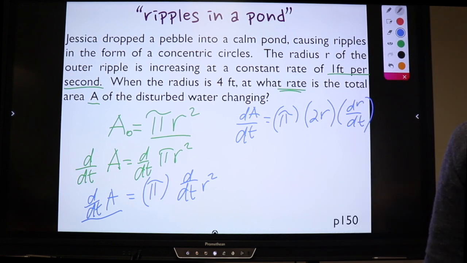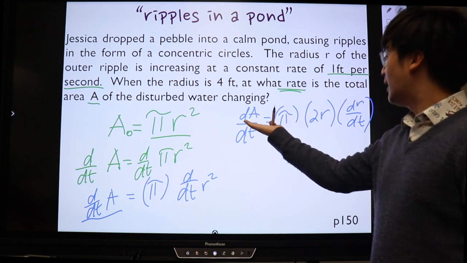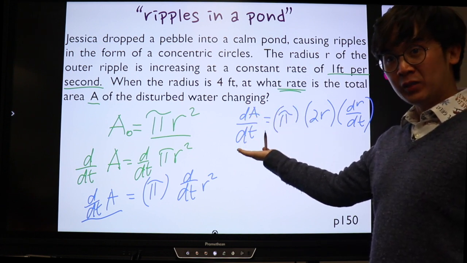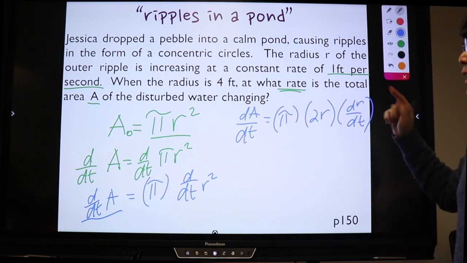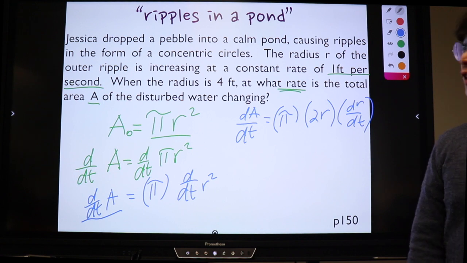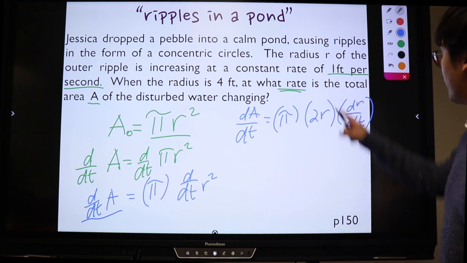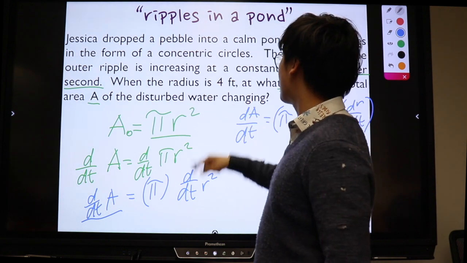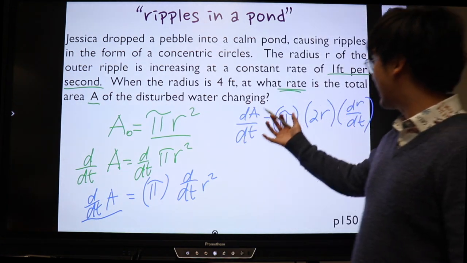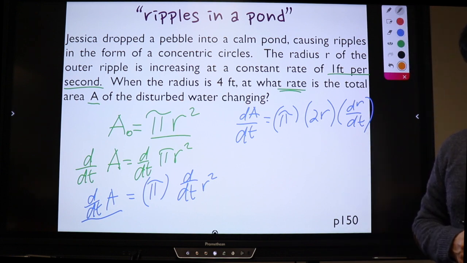And now we have the derivative function, or the rate of change function. So now we have the change of the area with respect to time, and the change of the radius with respect to time. All we need to do is to plug in whatever it is that we could plug in. What are we trying to look for first? The rate. The rate of what, or the total area of A that is distributed with the water. So which one are we looking for here? dA over dt, the r, or the dr over dt? Are we looking for the rate of change of the area or the rate of change of the radius?